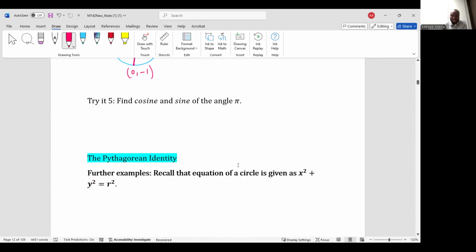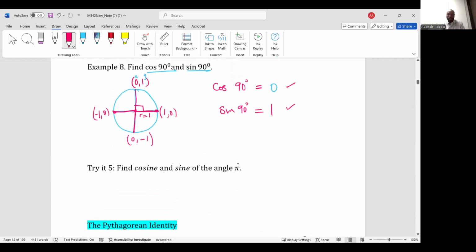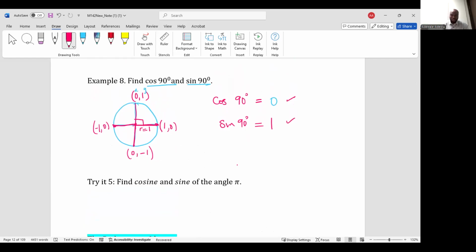Find cosine and sine of the angle pi. What of pi? Remember what pi is? The angle here is 0. So moving to this place, that is pi over 2, to this place, that is pi. So here is pi. So what is cosine of pi?